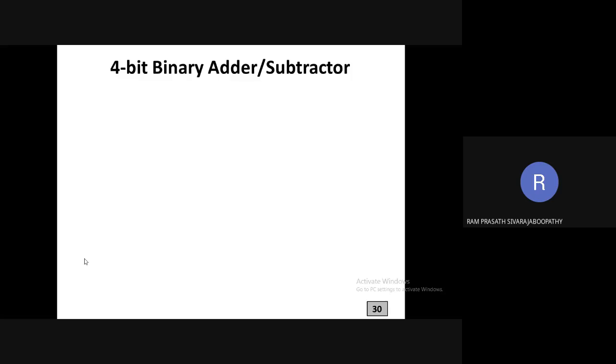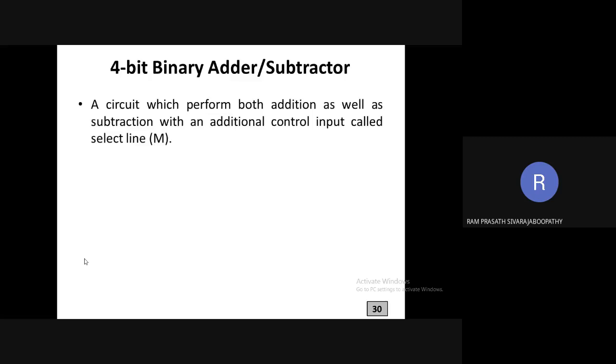A 4-bit binary adder, a 4-bit binary subtractor. Here we have a 4-bit binary adder as well as subtractor. What does it mean? Addition and subtraction can be done in one circuit with the help of an additional control input called a select line. I am naming it M. This M can have two values: either 0 or 1. If it is 0, one operation; if it is 1, the other operation. To select the operation, we use one more variable called M.